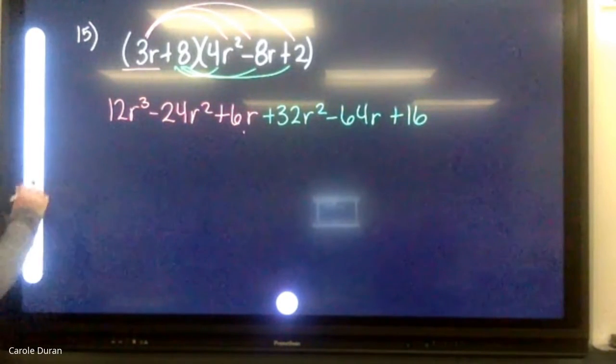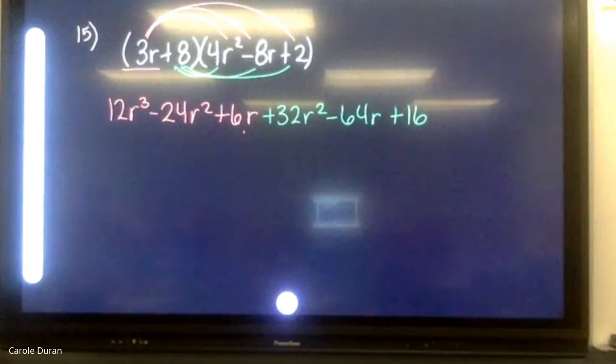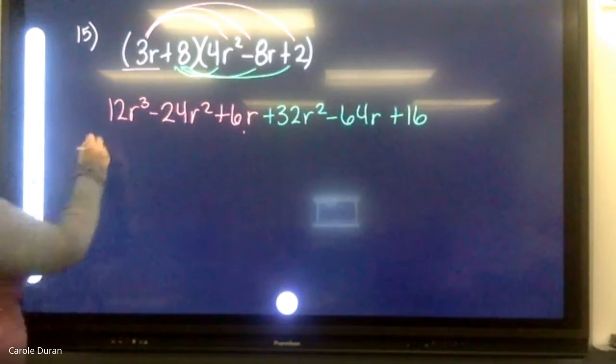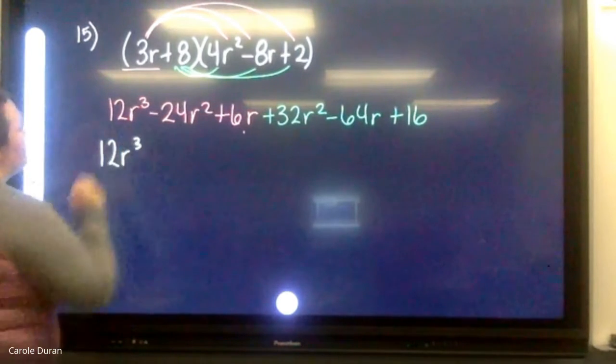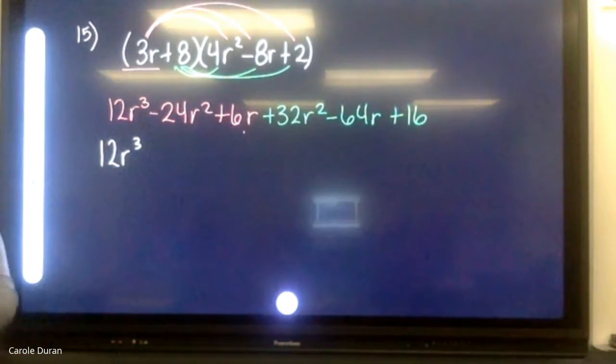Cole, is there anything I can combine with the 12r cubed? I would say no. I would agree with that. So let's let Cole answer the rest of the questions though. So 12r cubed is a loner. There were no other r cubed in this problem. Hold on. Give me 1 second. Let's finish this out first, then we'll come to that.